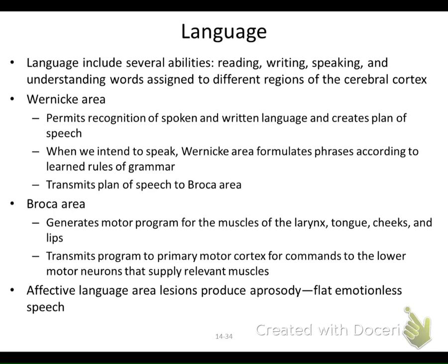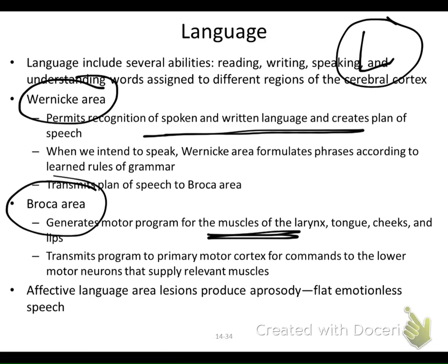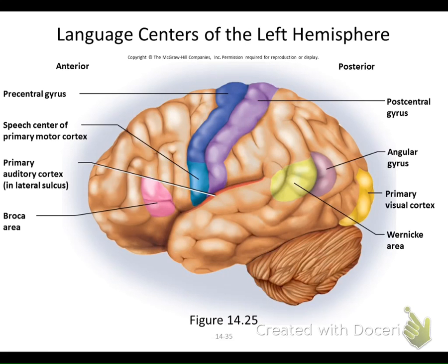Language, we've already seen these two in lab. The two big ones, Wernicke's and Broca's. Broca's is all about movement of the muscles in order for speech to occur. Wernicke's is all about the perception of written and spoken language. They talk with each other, and they're both found typically on what hemisphere? Yeah, they're both typically in the left hemisphere.